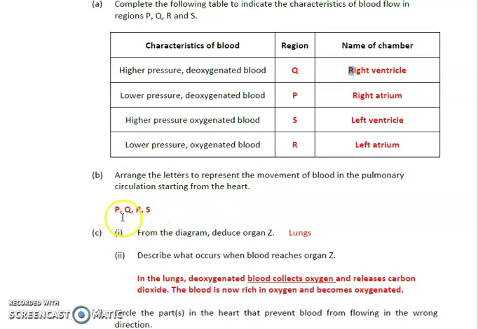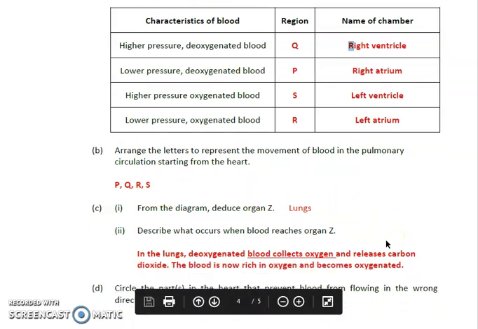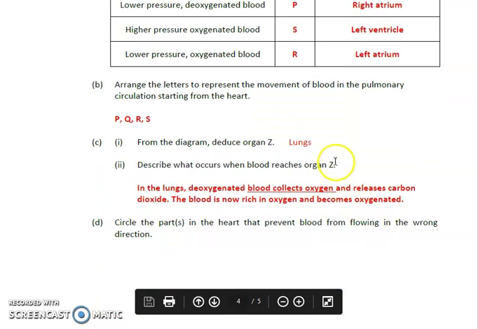Arrange the letter to represent the movement of the blood in the circulation starting from the heart. So that will be from P, right atrium, to Q, the right ventricle, then to R, which is the left atrium, then S, the left ventricle. So what is the organ Z in the diagram? Actually Z is lungs, where we breathe. We breathe in the air, it enters the lungs.